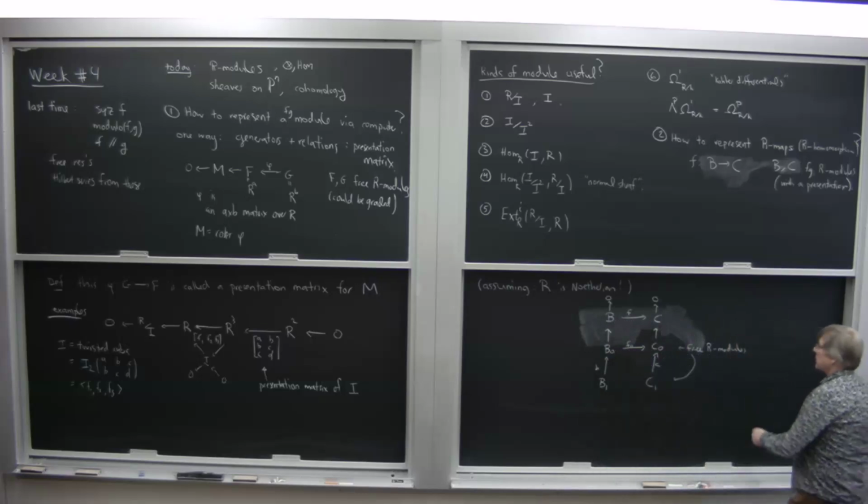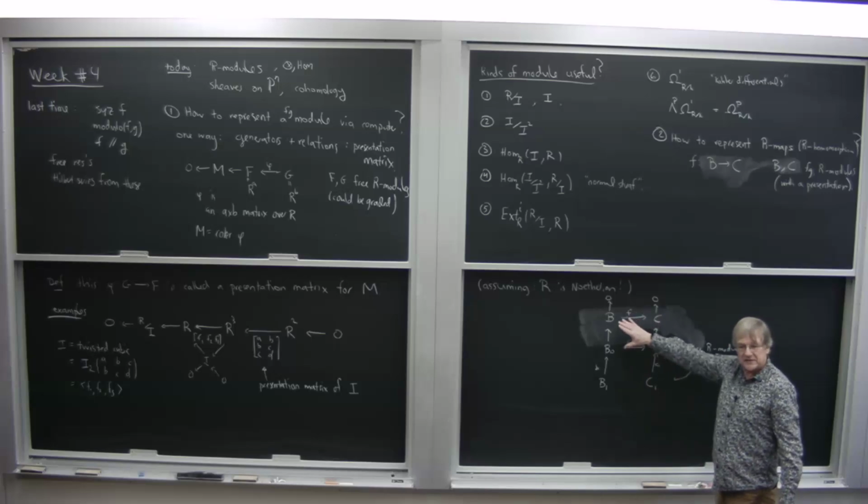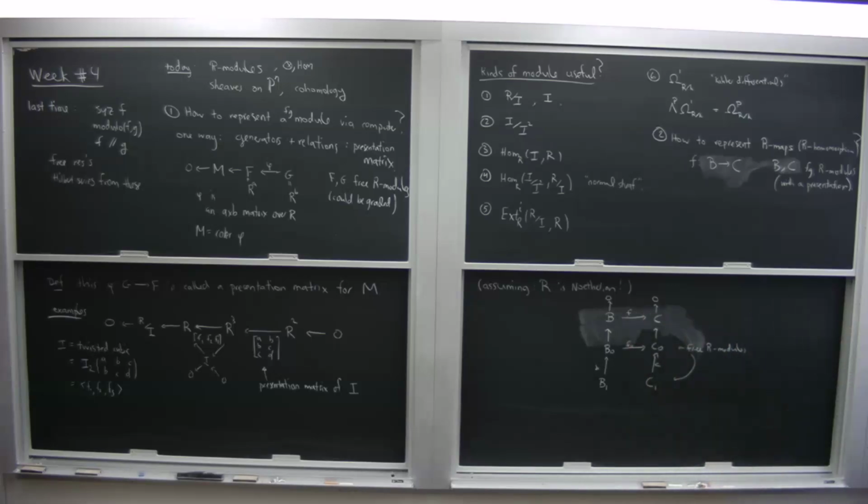Okay, so F0 is this thing, and now what do you need for this F0 to descend to a homomorphism here? What do you need?